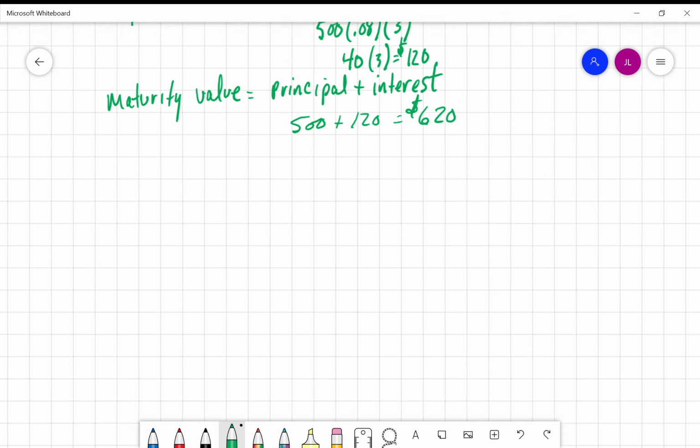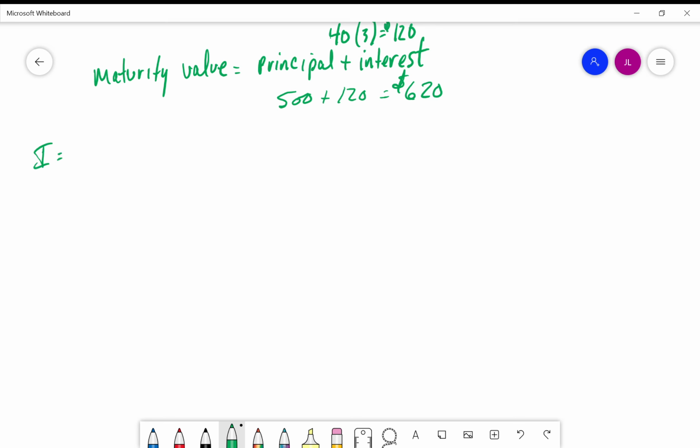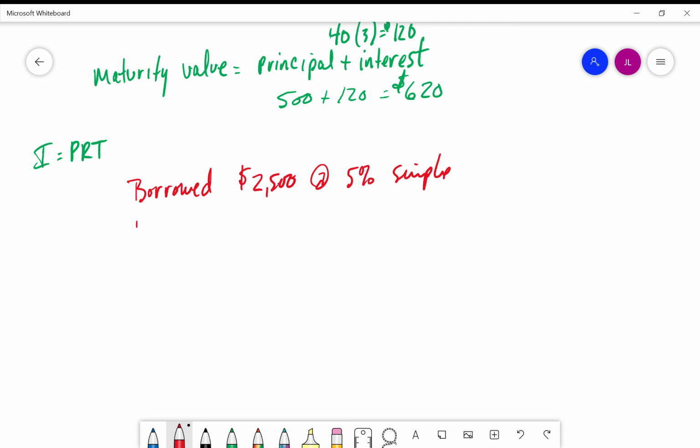We'll look at another different example here. And remember, interest is equal to principal times rate times time. And we'll do one here where we don't have a full year. Let's say someone borrowed $2,500 at, let's say, 5% simple interest for 11 months. There's a different thing.